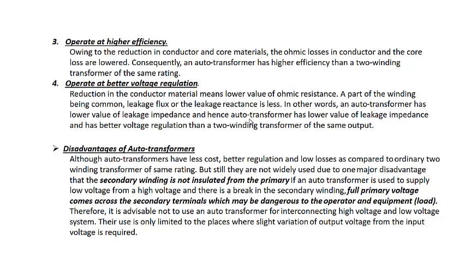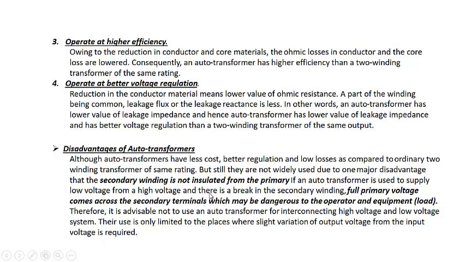But there is one main drawback of the autotransformers which actually hampers its widespread use in every part of the power system. Although autotransformers have less cost, better regulation, and low losses as compared to the ordinary two-winding transformer of the same rating, still they are not widely used due to one major disadvantage: the secondary winding is not insulated from the primary.